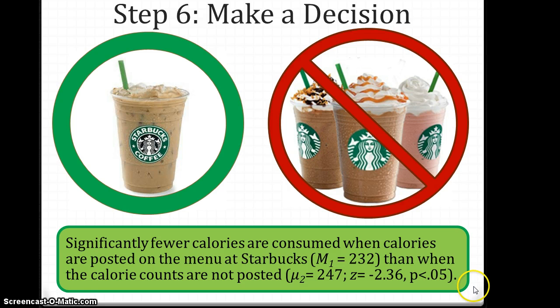So there you have it. That's how we go through the process of hypothesis testing. There's a couple more things that are important that I think you ought to know, and I'm going to create a second video that talks a little bit about some of those issues, but this is the basics.